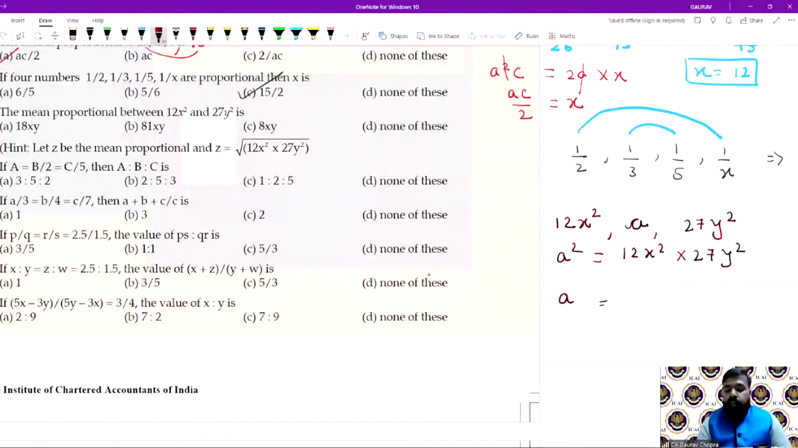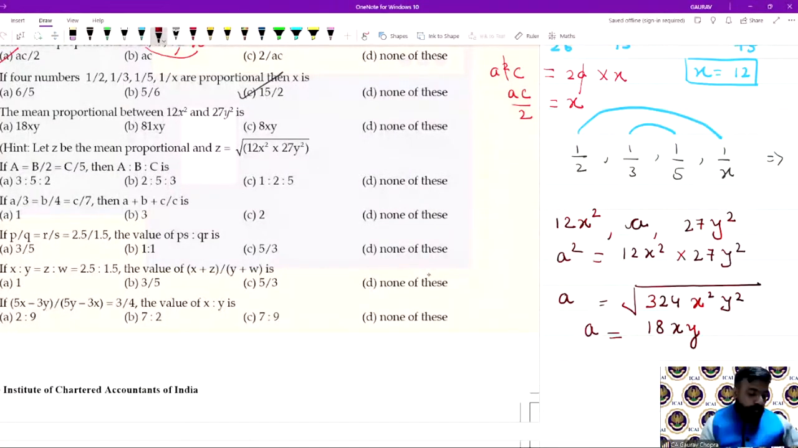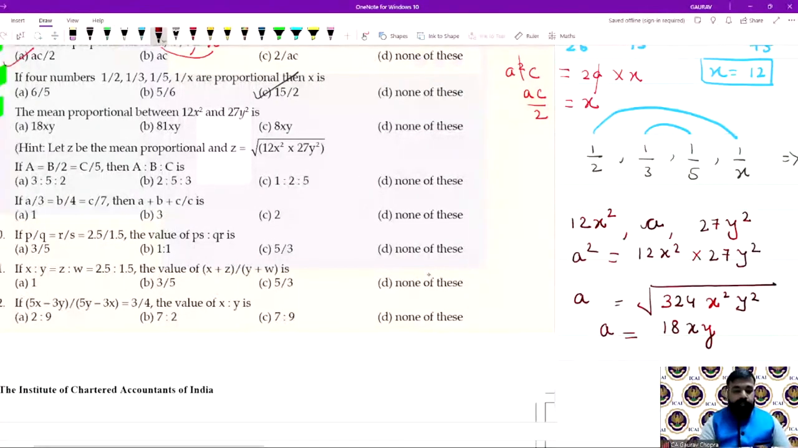So the value of a will be root of 12 into 27. Now what will be the figure? 12 into 27 is 324, into x square into y square. So what's the root of 324? 18. Root of x square is x and y square is y. So a is equal to 18xy. So this is the mean proportional. Yes. Again, everybody has given the correct answers. That's great.